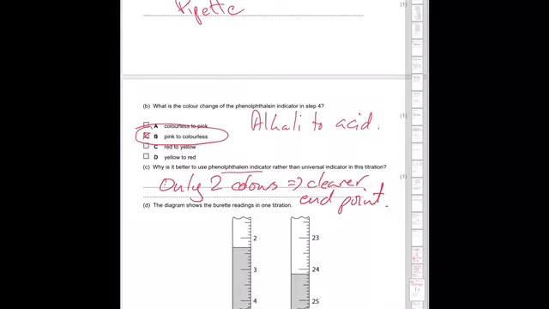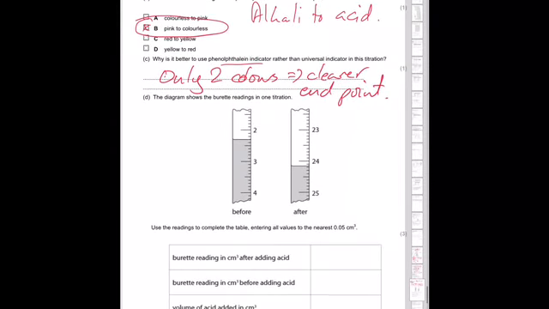Right, next one, reading the burette. A lot of people still get this wrong because they're expecting to read from bottom upwards. You're thinking it's a measuring cylinder. It's not a measuring cylinder. Remember, a burette tells you how much you've added. Okay, it's got the tap at the bottom. So you've got to read that one there.